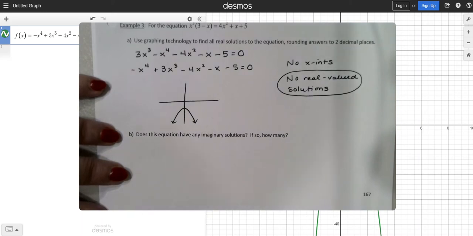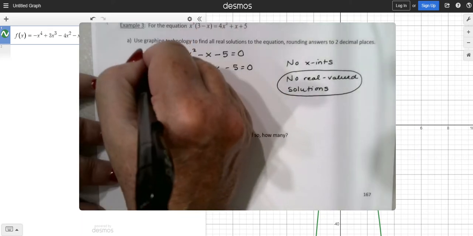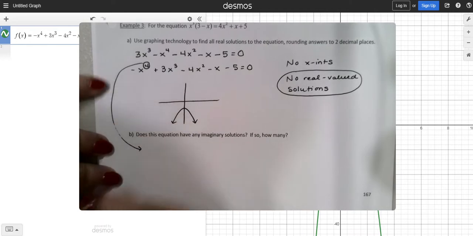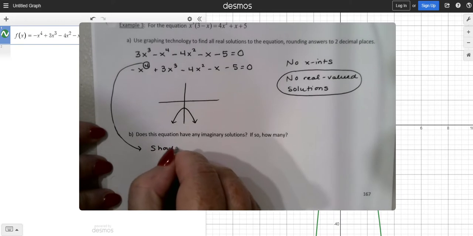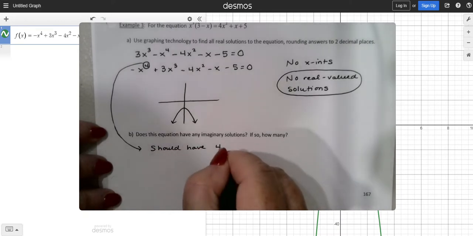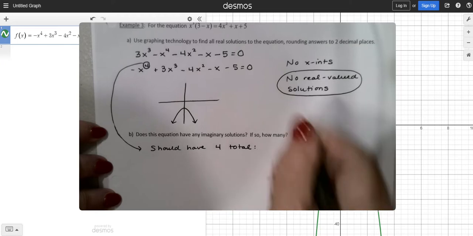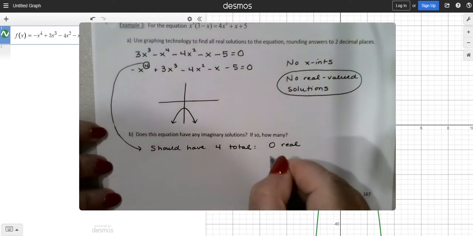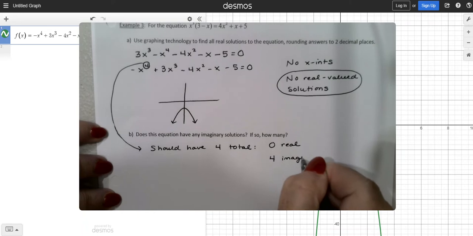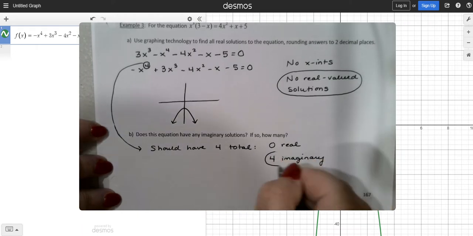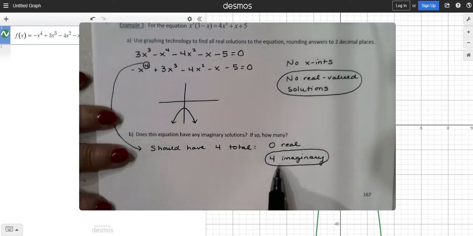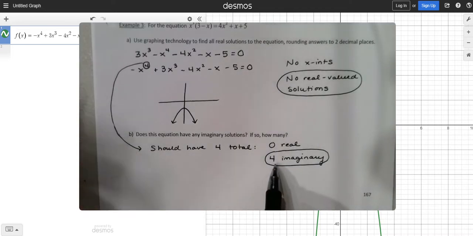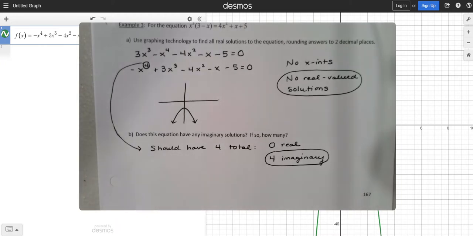Okay. Well, I do know that as a 4th degree polynomial, I should have a total of 4 zeros. And since I had no real ones, that means I must have all 4 imaginary. I'm going to double check myself. Again, they always occur in pairs, conjugate pairs. So that would be like 2 pairs of imaginary solutions. So that makes sense.